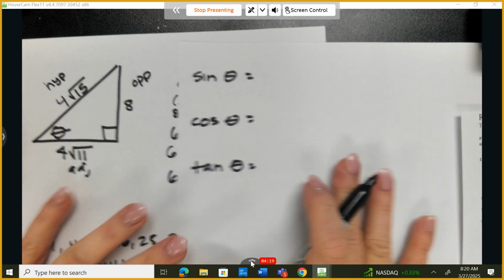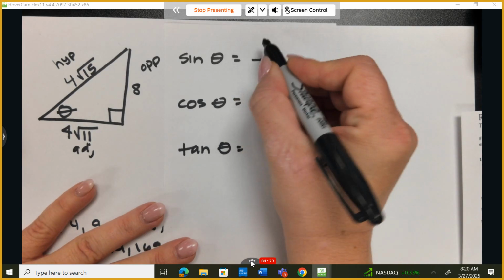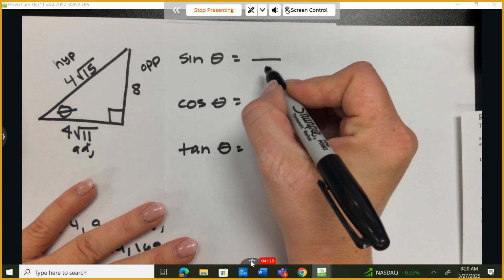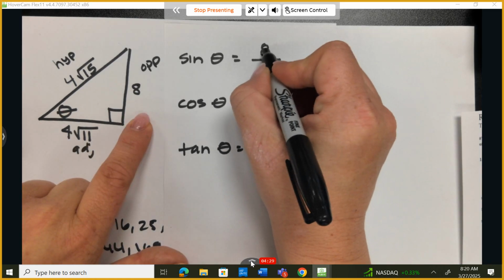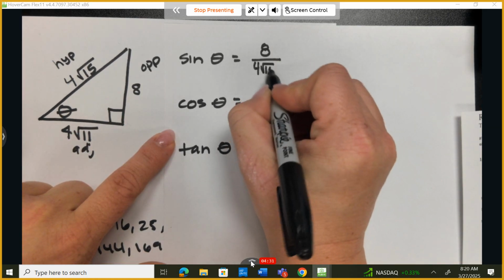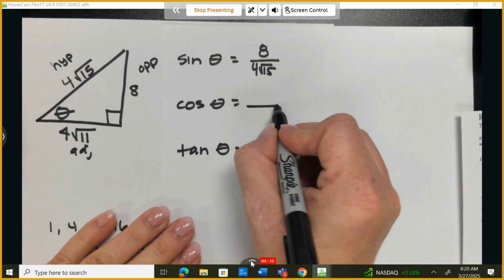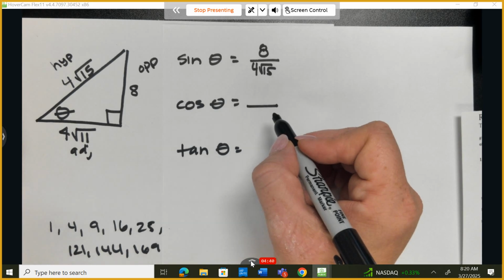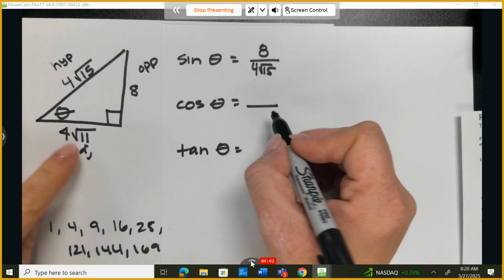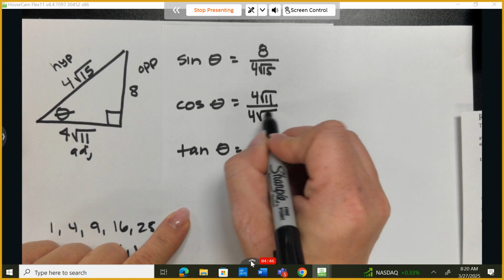So I'm going to come back to exactly what Dina said if you couldn't hear in the video. She said it's a ratio, and the order matters, of opposite over hypotenuse. So the opposite from this angle is 8, and the hypotenuse is 4 square roots of 15. We'll come back and put it in proper form later on. The cosine. Cosine. Josh, do you remember what cosine is? Good. Adjacent. So 4 square roots of 11 over 4 square roots of 15.